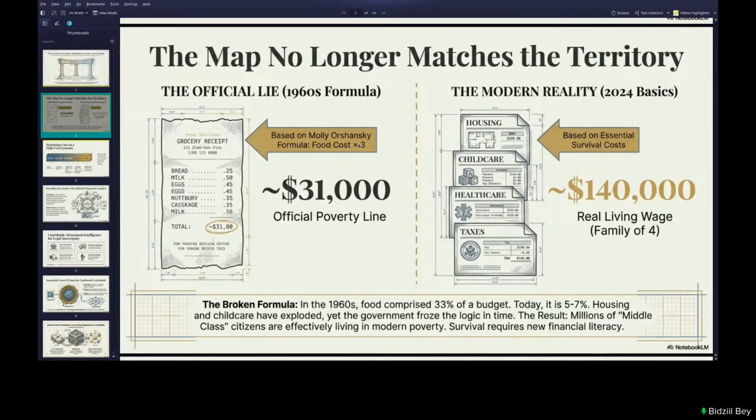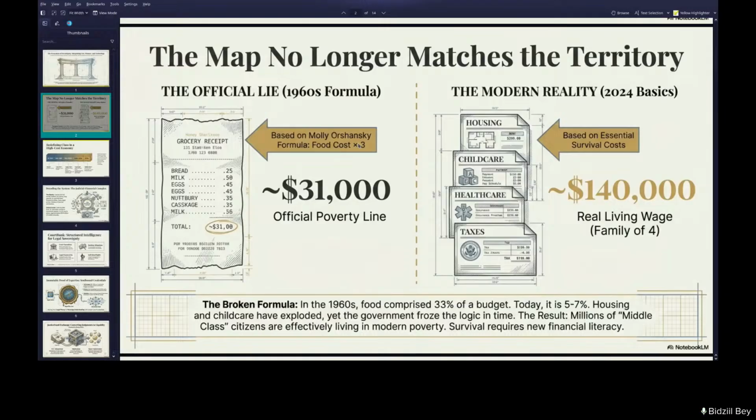But let me play devil's advocate for a second. If the government does update the line to 140,000, wouldn't that instantly classify many people who are currently receiving no aid as poor, and therefore increase the tax burden on the middle class to fund these expanded programs? Isn't that a valid political objection?